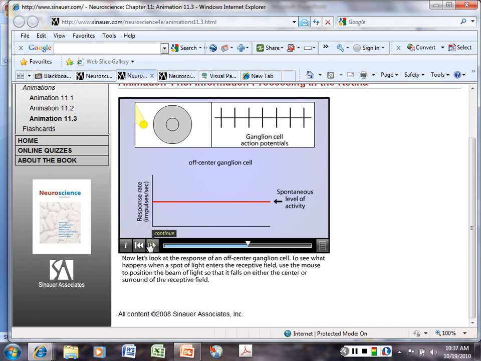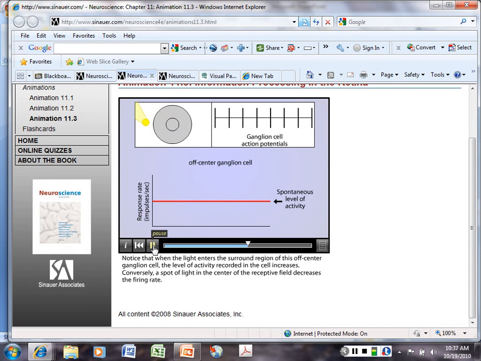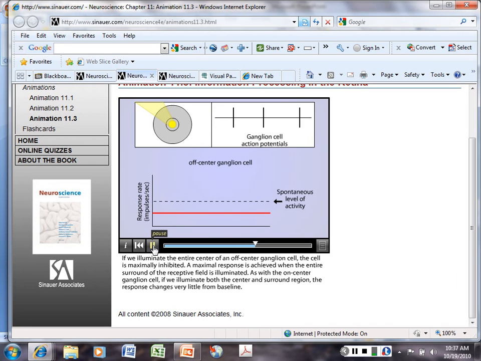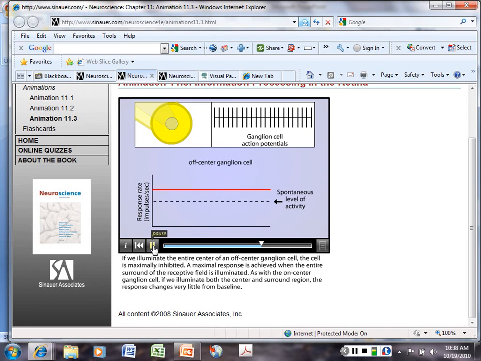Notice that when the light enters the surround region of this off-center ganglion cell, the level of activity reported in the cell increases. Conversely, a spot of light in the center of the receptive field decreases the firing rate. If we illuminate the entire center of an off-center ganglion cell, the cell is maximally inhibited. A maximal response is achieved when the entire surround of the receptive field is illuminated. As with the on-center ganglion cell, if we illuminate both the center and surround region, the response changes very little from baseline.